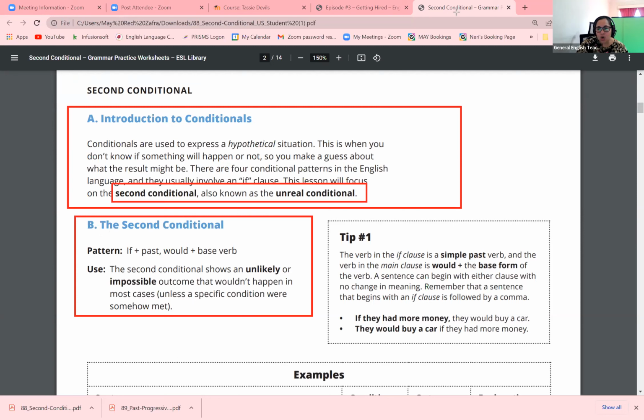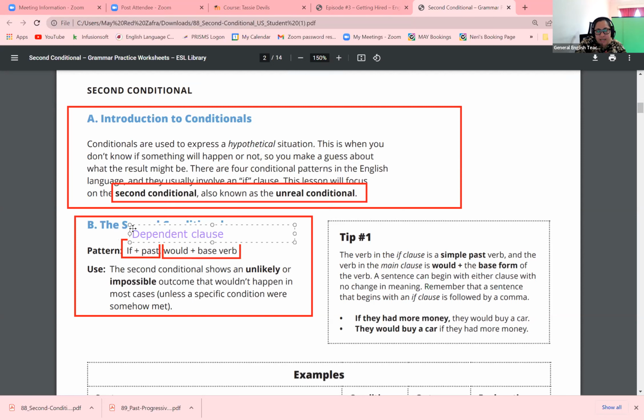That is your first clause. So there are two clauses in the if sentence because this is a complex sentence. The first clause is if plus past tense. Then it is followed by a comma. Then it has another clause. So there are two clauses. The first clause is what we call the dependent clause.